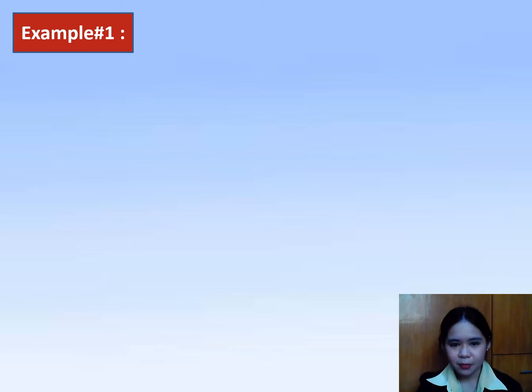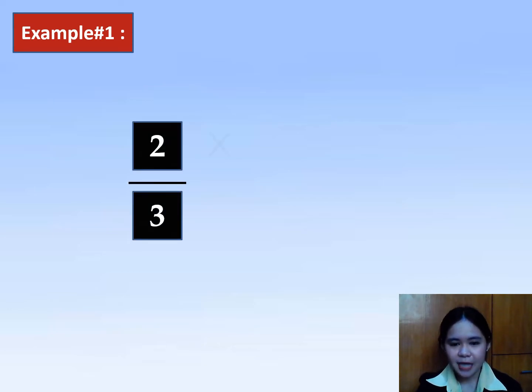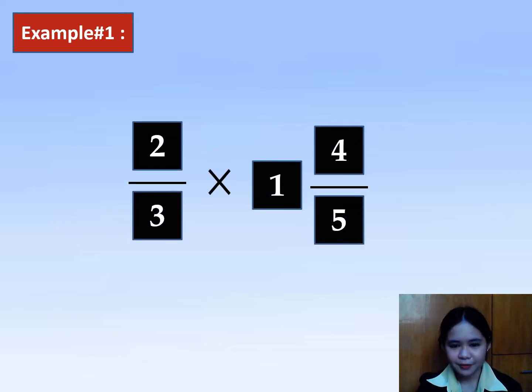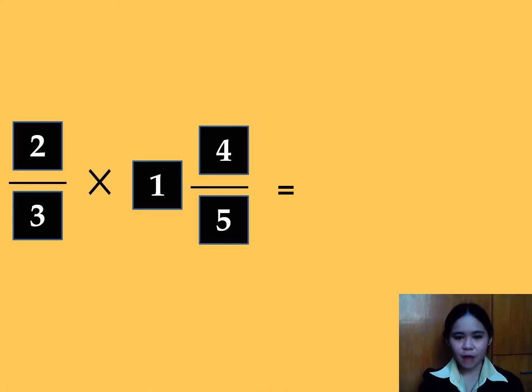Let's have an example: 2/3 times 1 and 4/5. The first step in multiplying a fraction by a mixed number is to change the mixed number into an improper fraction. So our mixed number here is 1 and 4/5.